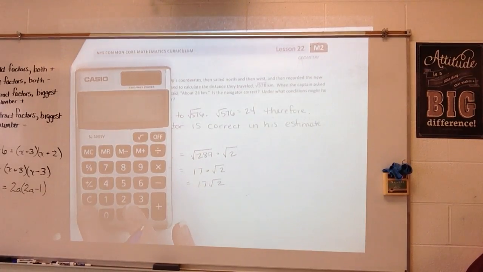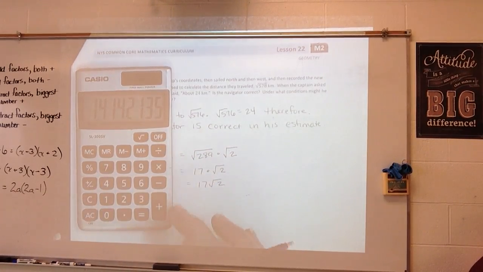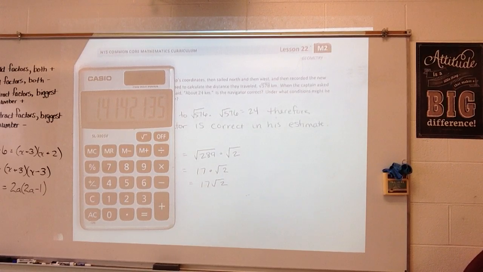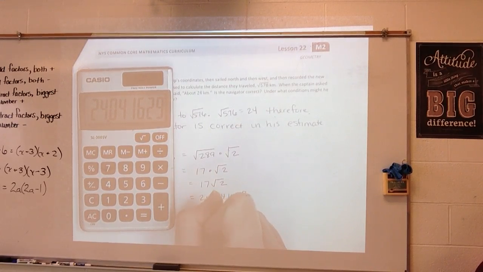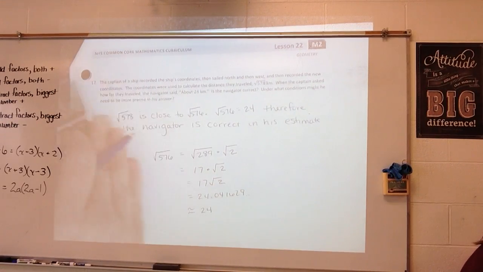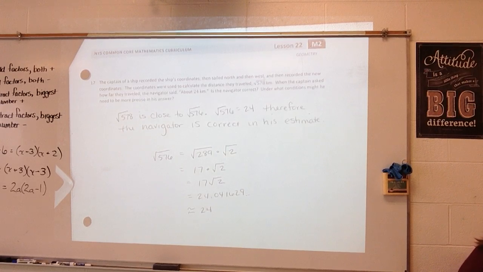So if I look at this, the square root of 2 times 17 gives me 24.041629, which is about 24. All right? A more precise answer would be needed if they were looking for a particular location. They want to know exactly where they're at.